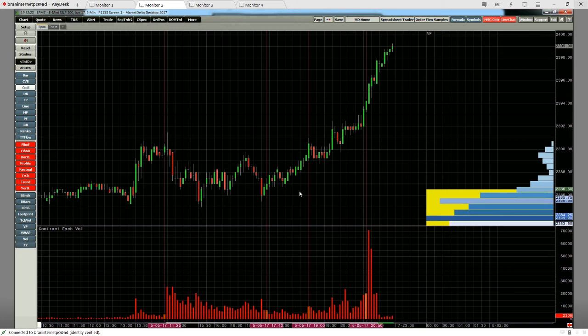Okay, so our second identifier, as we've been speaking about, is volume. All right, so what I like to do is tend to keep various volume levels on my chart.